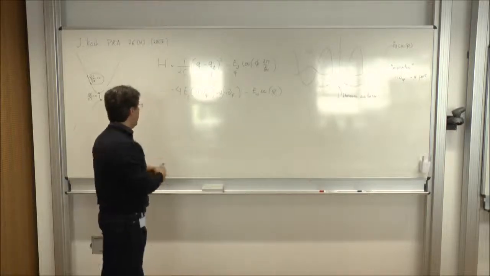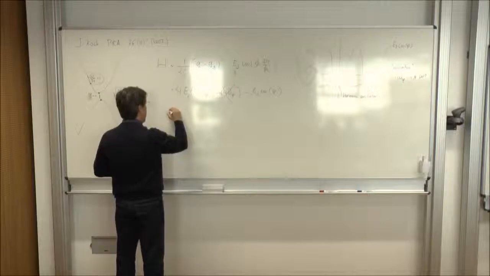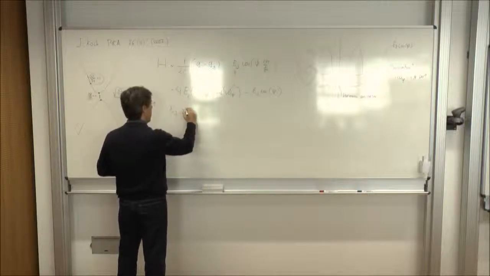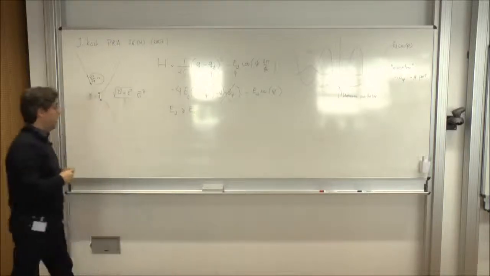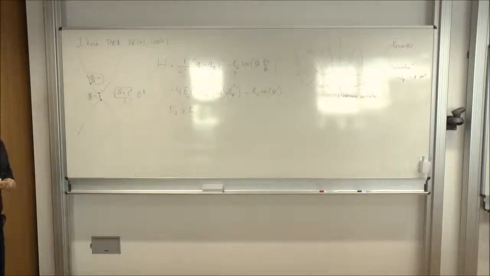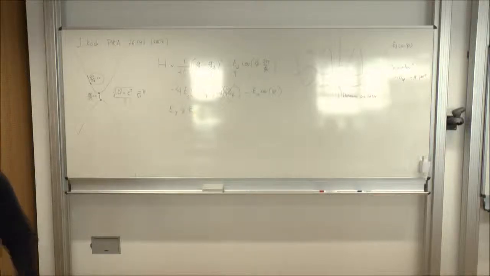Okay? So this suggests that the possible way of getting rid of this guy, or its influence, would be to work in a regime in which Ej is larger or comparable at least to the charging energy. Any questions so far?